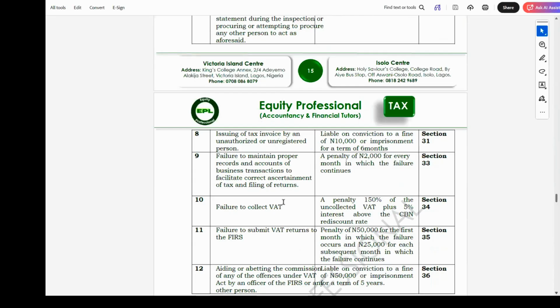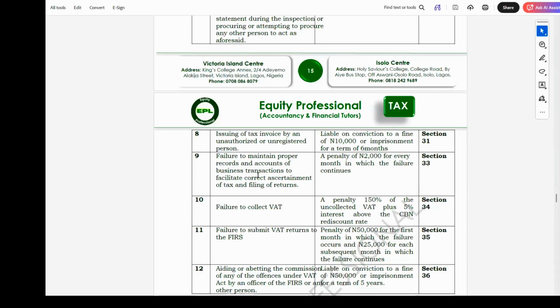Then failure to maintain proper records or keep accurate accounts. Failure to keep records relating to VAT is also an offense. You are liable to a penalty of 2,000 naira for every month in which the failure continues. Then failure to collect the VAT, where you are supposed to be an agent to charge VAT.